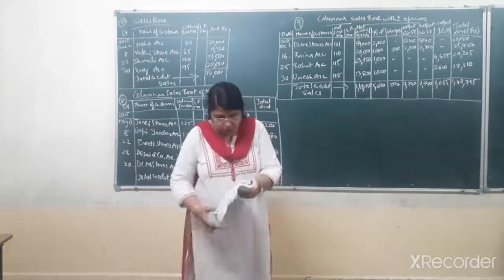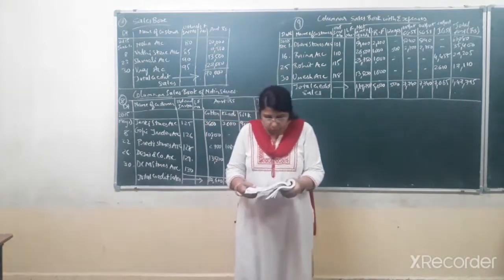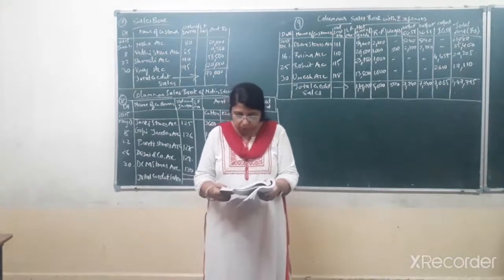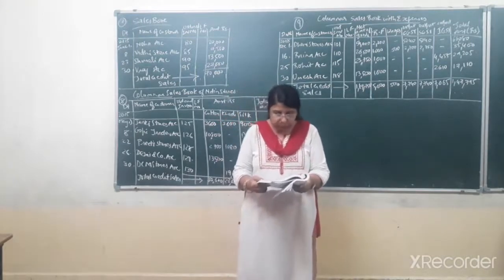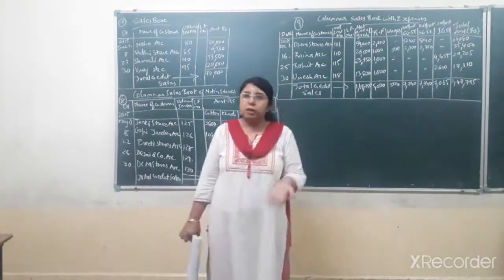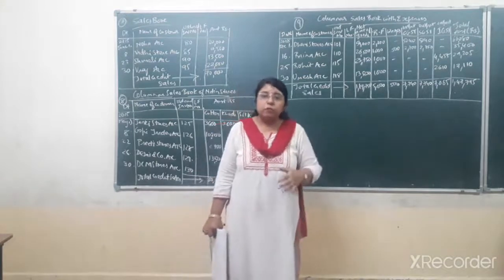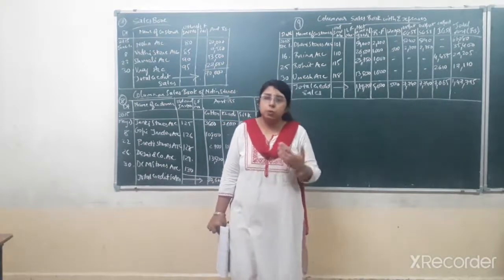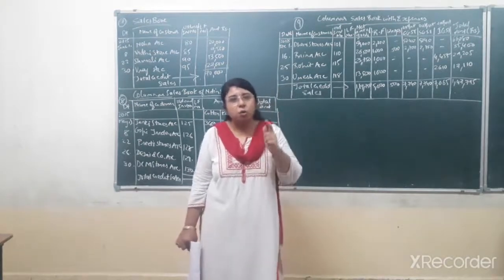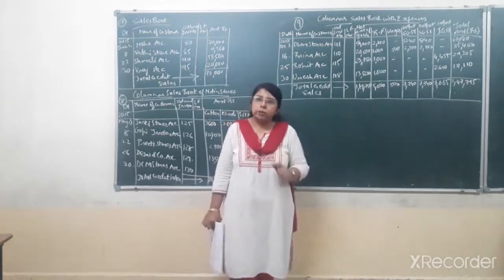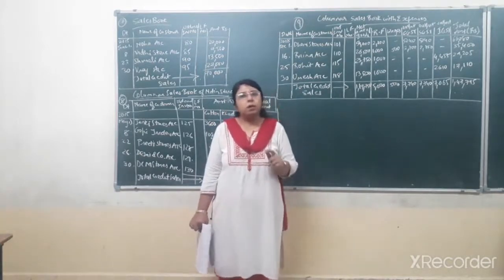Okay. Next one, that is 20th date. Preeti Stores placed an order for the supply of 40 meters khadi, 60 meters cotton cloth and 100 meters silk cloth. Here also one of the customers has placed just an order. We have still not supplied the goods to Preeti Stores. That's why it becomes a non-economic transaction. So it will not be recorded in columnar sales.